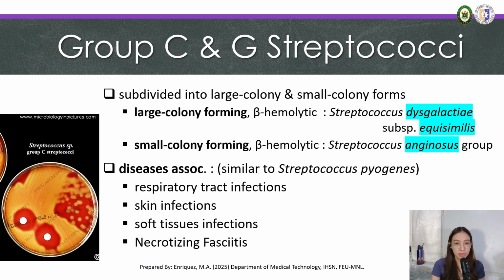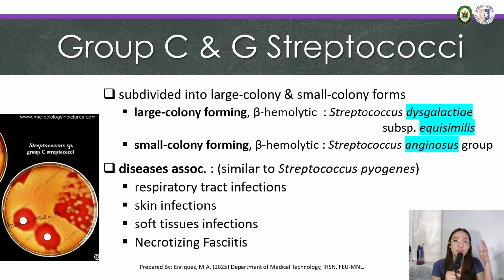Clinical infections by Streptococcus dysgalactiae subspecies equisimilis, although uncommon, have involved several body sites. The spectrum of infections resembles that of Streptococcus pyogenes, and this includes upper respiratory tract infections, skin infections, soft tissue infections, and invasive infections such as necrotizing fasciitis.